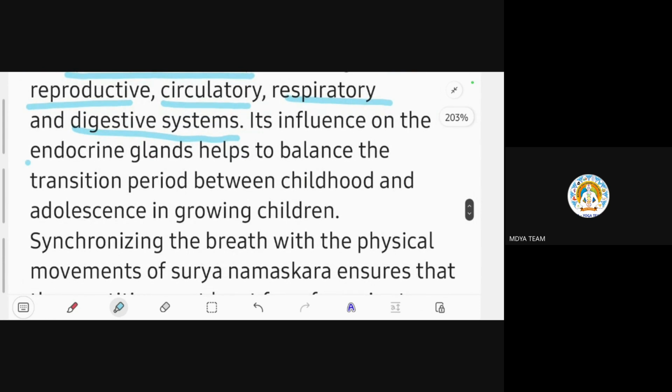Influence on the endocrine glands, and to balance the transition period between childhood and adolescence in growing children.